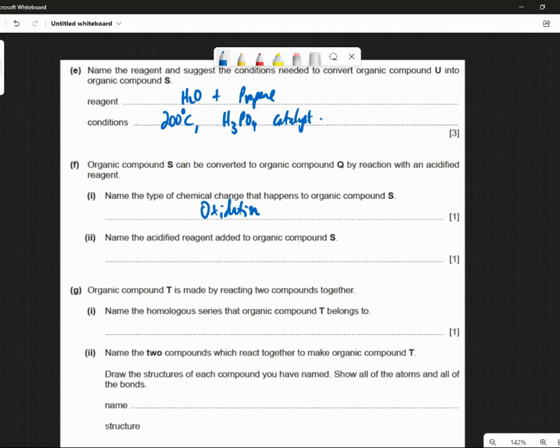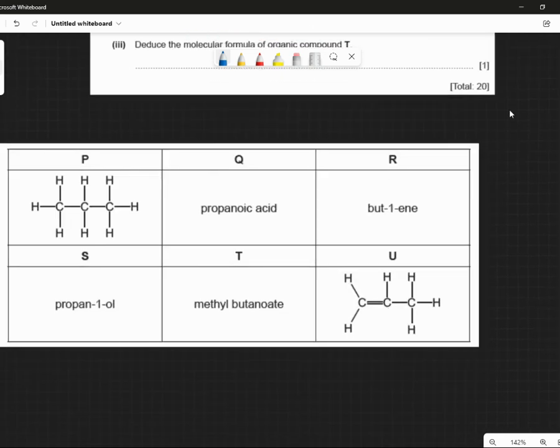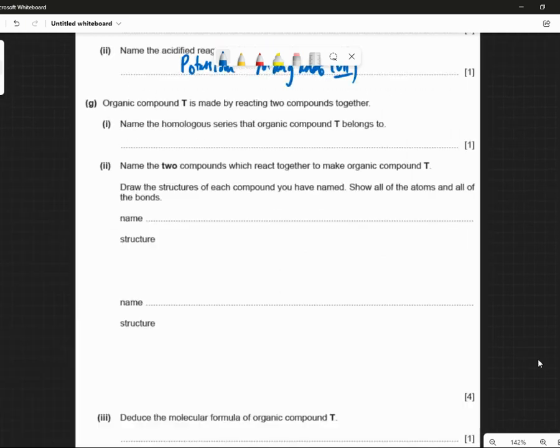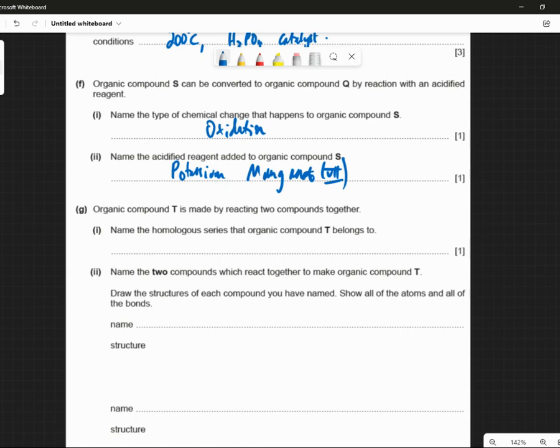Name the acidified reagent. The one we use is potassium manganate 7. Is it 6? No, it's 7, isn't it? Potassium manganate 7. All right, acidified. Organic compound T is made by reacting two compounds. T is that. So T is the ester. So you've got methyl butanoate. You react methanol and butanoic acid to make that ester. Name homologous series which T belongs. They belong to the esters.